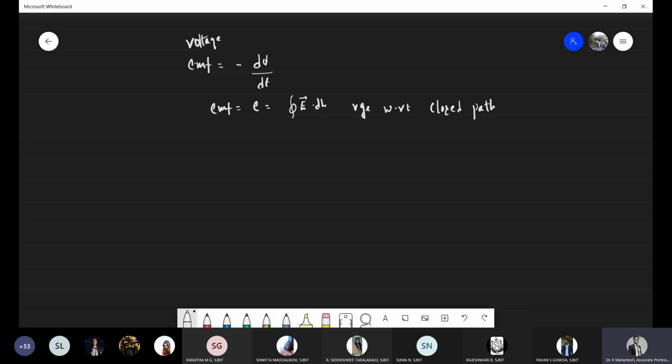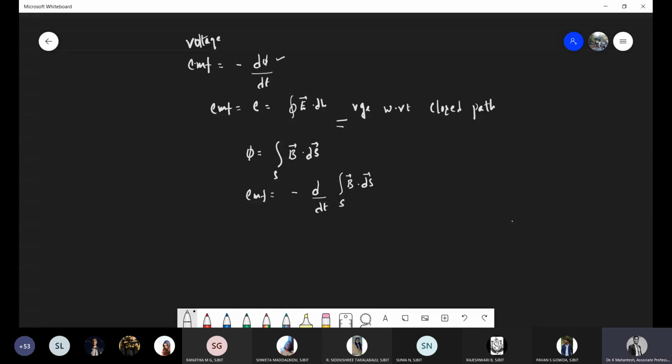So this is one part, but again coming back to this part, flux can be written as surface integral B into ds, right? Flux can be written as B into ds. Therefore, what happens to the EMF equation? EMF will be equal to minus d by dt of surface integral B into ds.